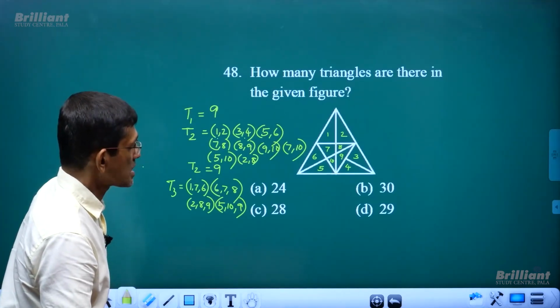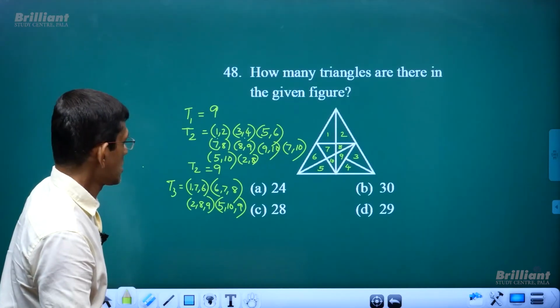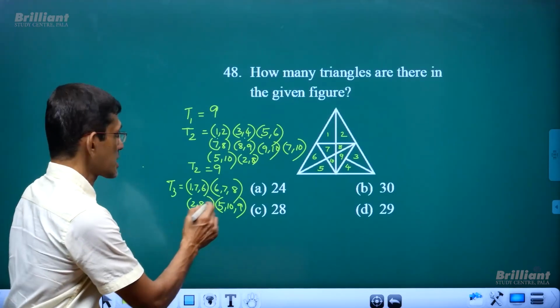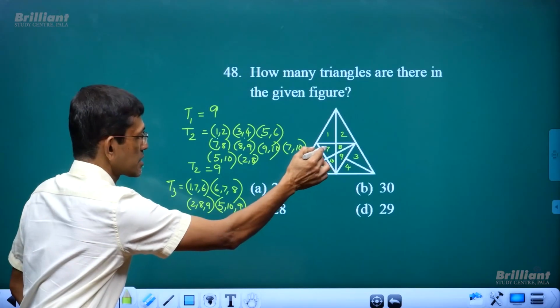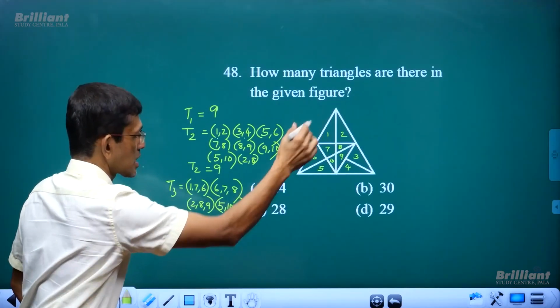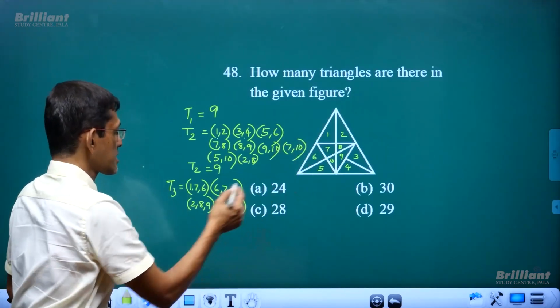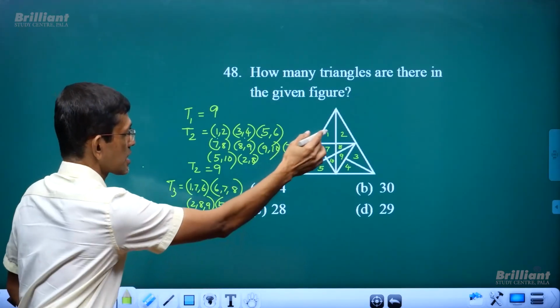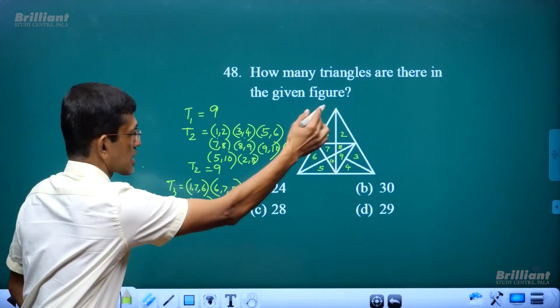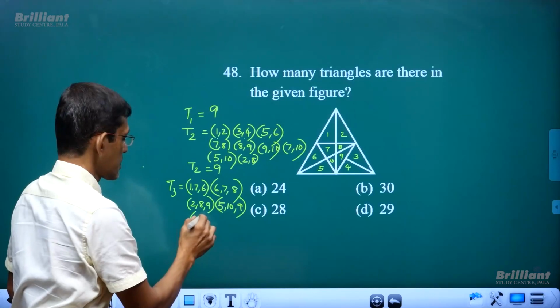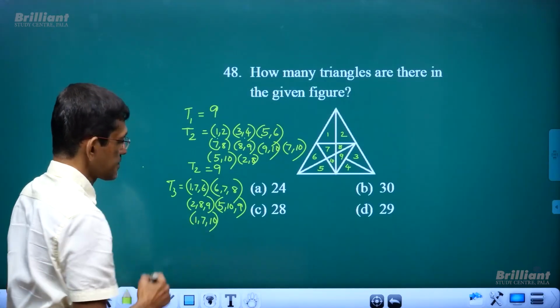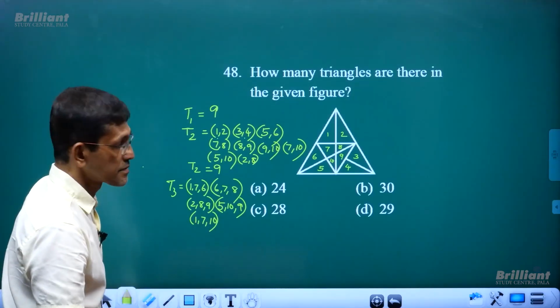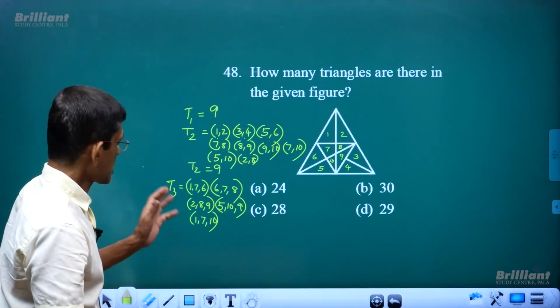1, 7 and 10. So 1, 7, 10. See that? That's a triangle. 1, 7, 6 has already been taken. So 1, 7, 10 is a triangle. So that is three pieces together.